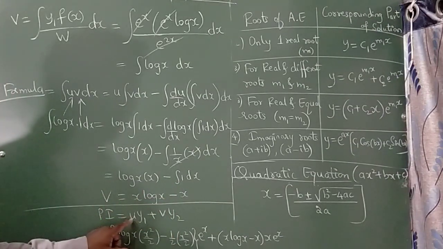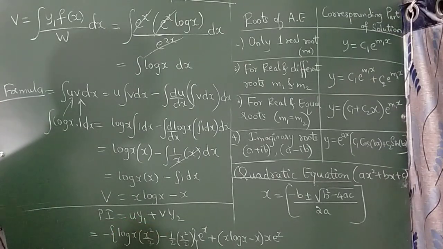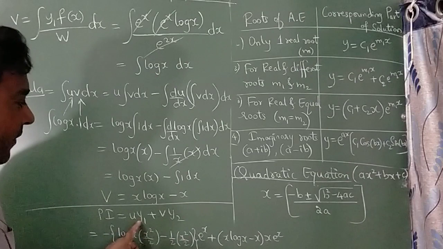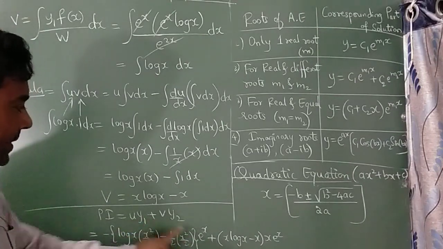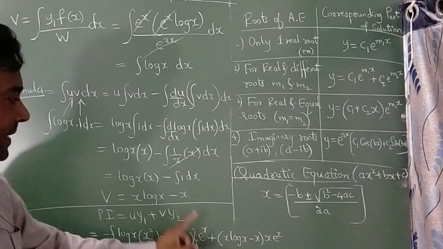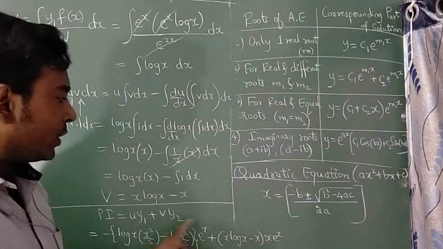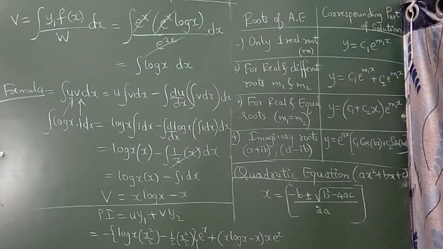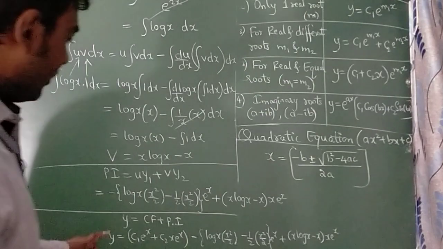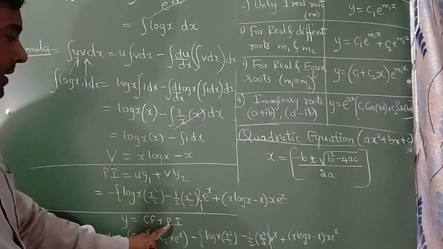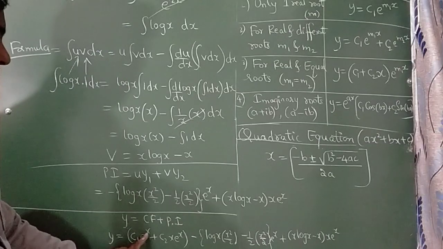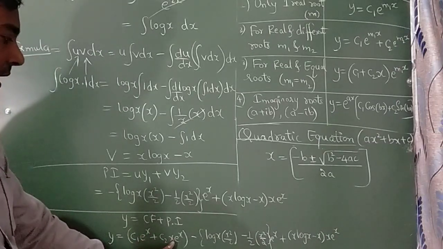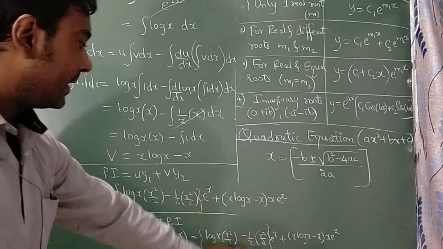So PI is equal to u y1 plus v y2, as we know the formula. What is u? Just now we have found out, it is minus log x, x square upon 2 minus 1 upon 2, x square upon 2, y1 is e raised to x, plus v value is this, x log x minus x. What is y2? It is x e raised to x. Now final solution will be CF plus PI. CF is C1 e raised to x plus C2 x e raised to x, plus PI is this. Fine.